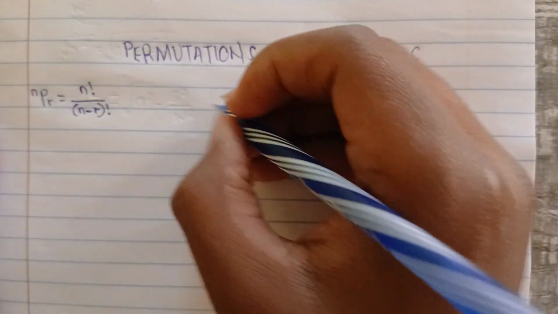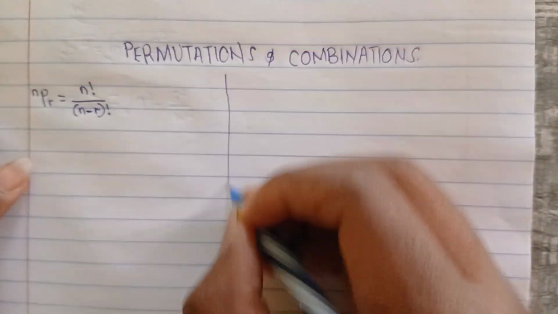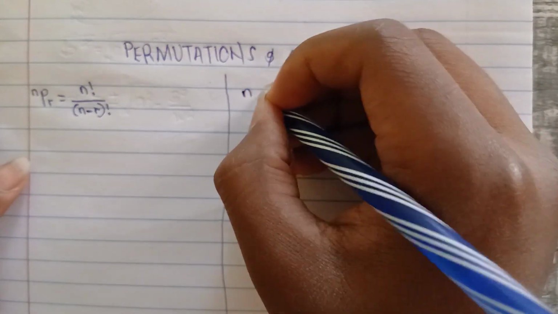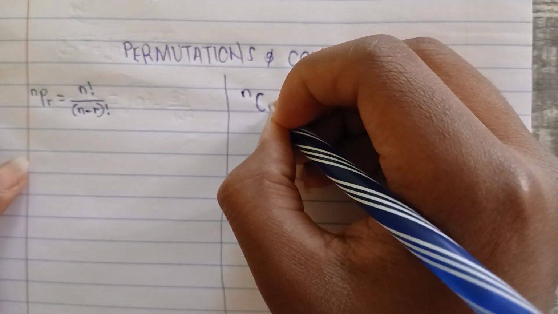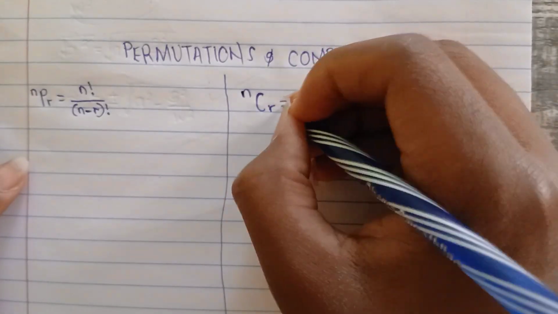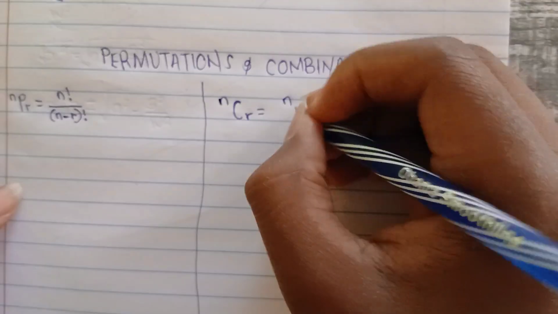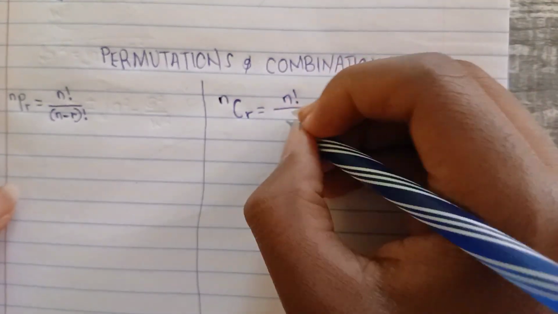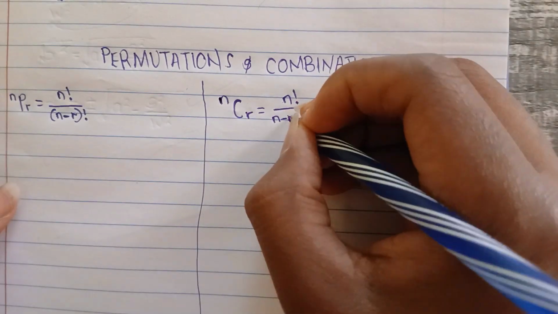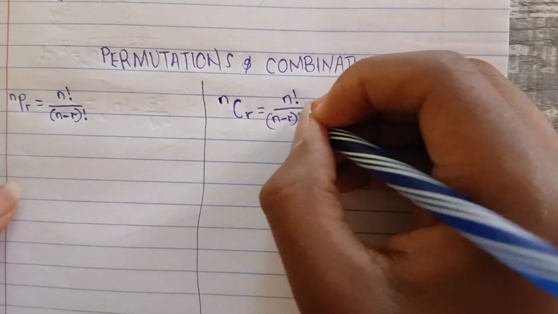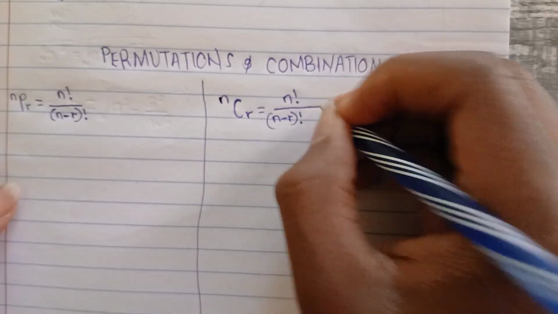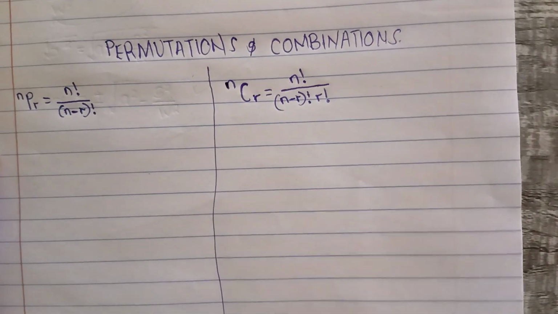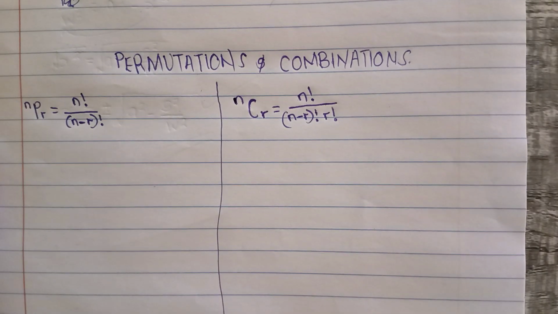Then for combinations, the formula is, if you have n things and you are choosing r things at a time, n factorial over (n minus r) factorial multiplied by r factorial. Like that, learner.